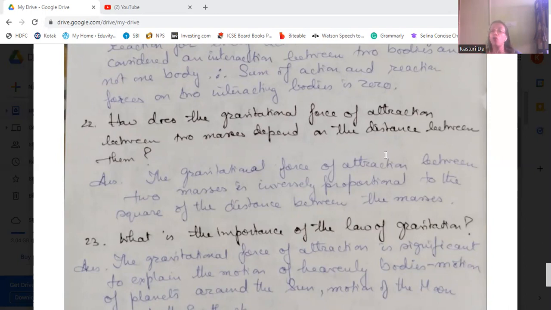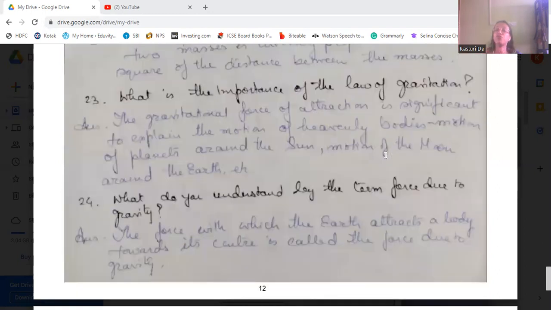Now, what is the importance of the law of gravitation? The gravitational force of attraction is significant to explain the motion of heavenly bodies. With this law of gravitation, the heavenly bodies move, that is, the motion of the planets around the sun and the motion of the moon around the earth. These heavenly bodies revolve in space. That is possible as we can explain this motion with the help of the law of gravitation. This law is important.